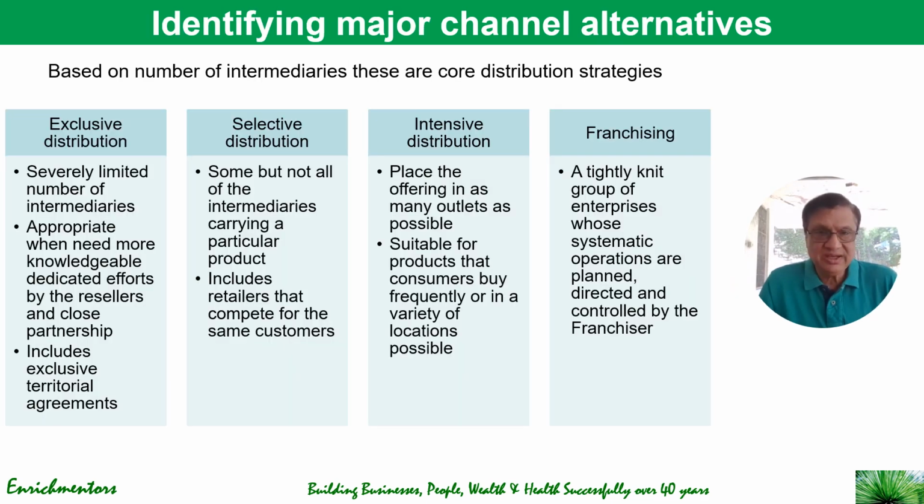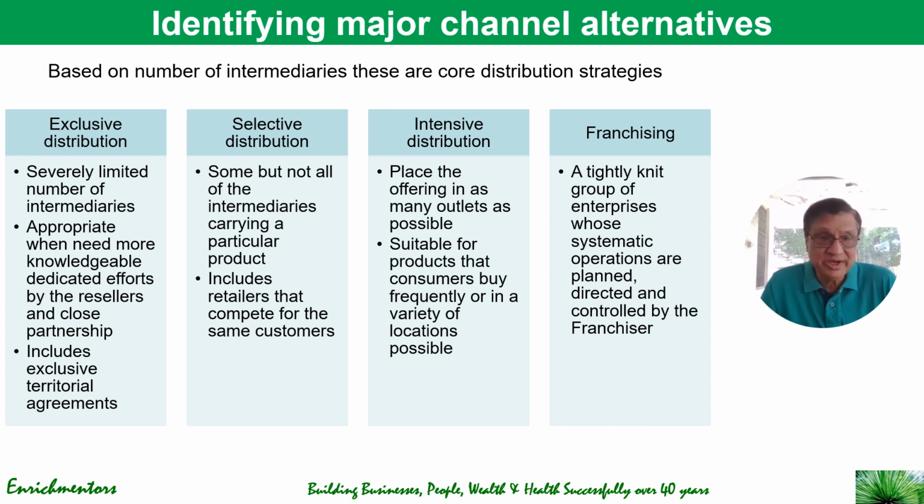Having set your channel objective, the second step is to identify major channel alternatives. Based on the number of intermediaries, you have four core strategies for distribution available to you: exclusive distribution, selective, intensive, and franchising. So let's look at each of these, what these are and where they could be suitable. Exclusive distribution is where you severely limit the number of intermediaries. You provide very small numbers; exclusivity is the central theme of your distribution.